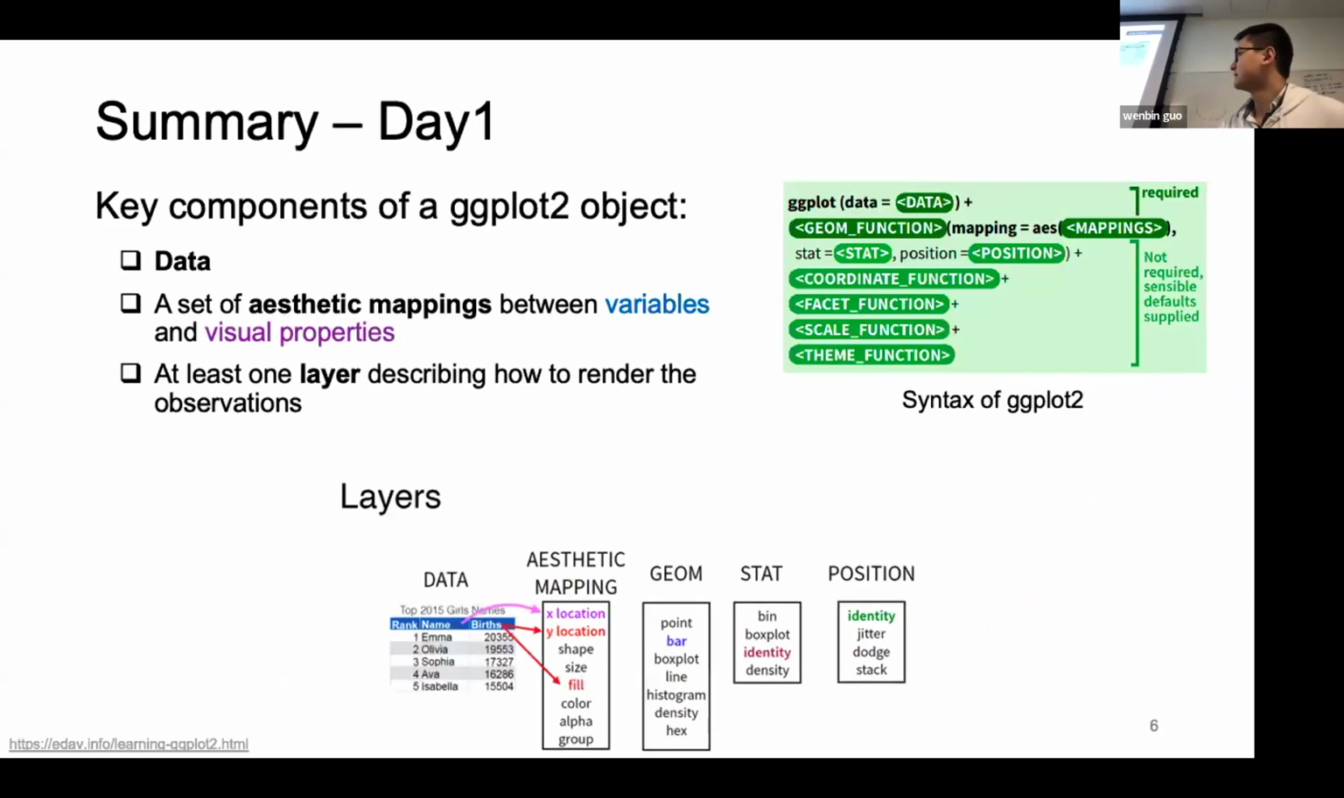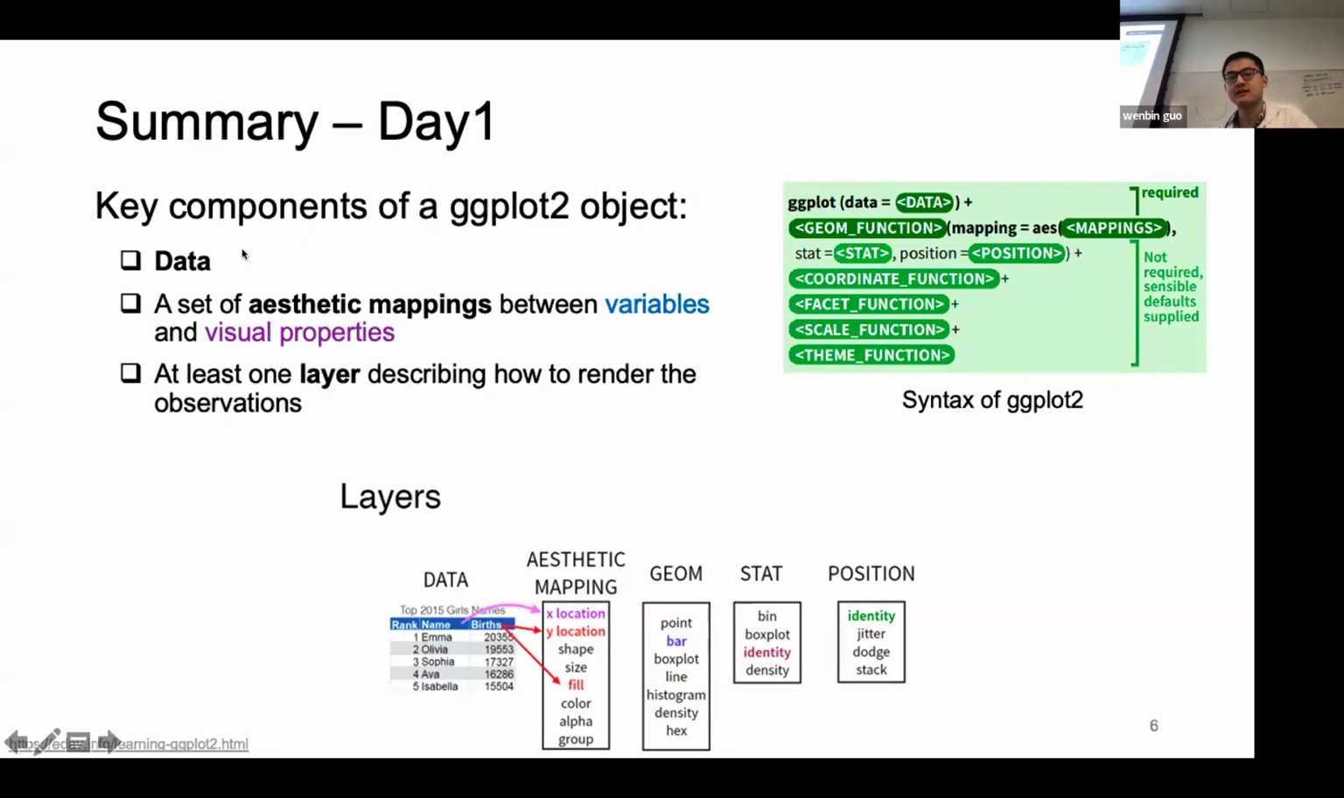Before we start to learn something new, I want to take some time to give a summary of what we learned yesterday. I think this is really helpful to get a recap of the knowledge. After this summary, I hope everyone is on the same page, and then we can move on to the new study. Yesterday we talked about the key components of a ggplot2 object.